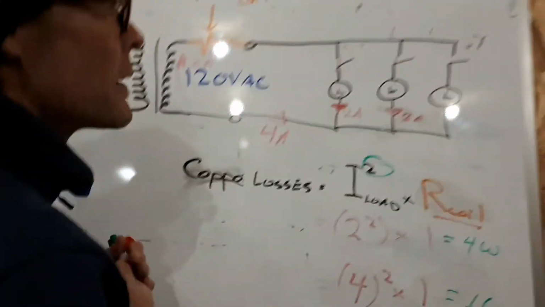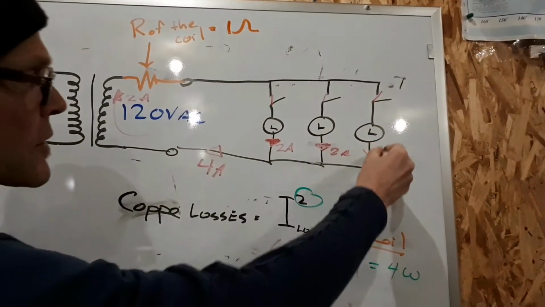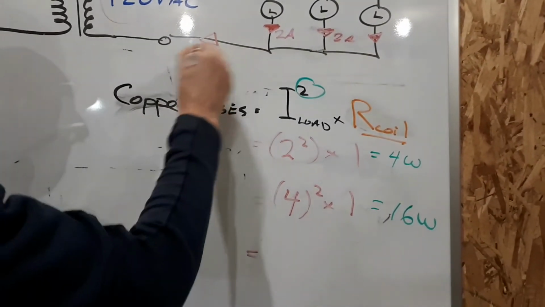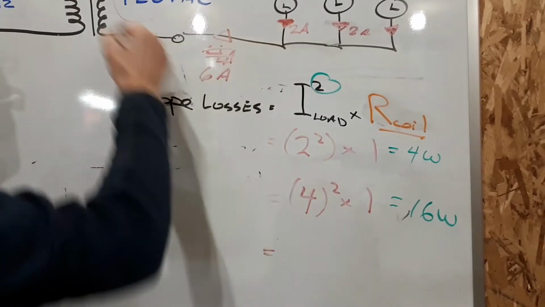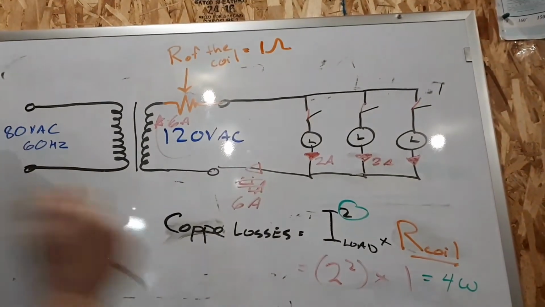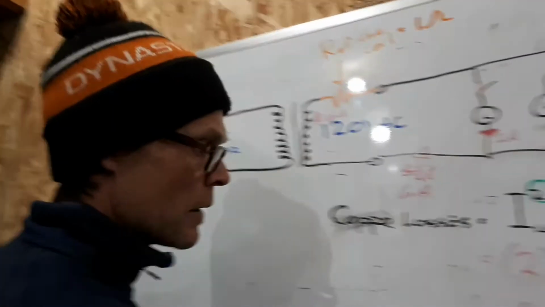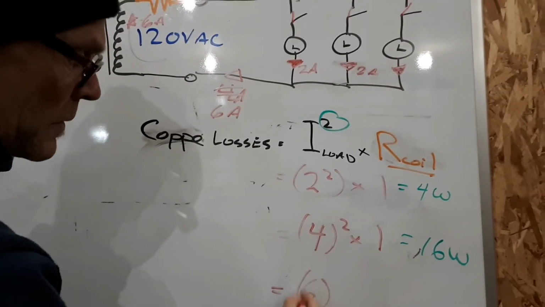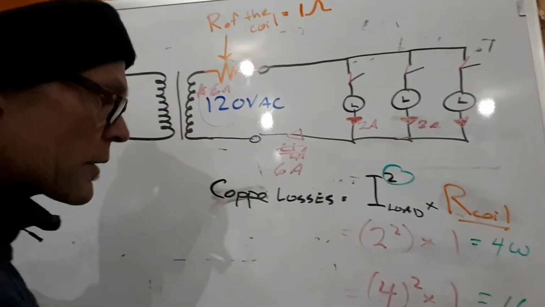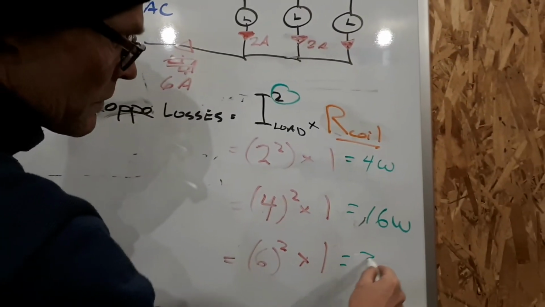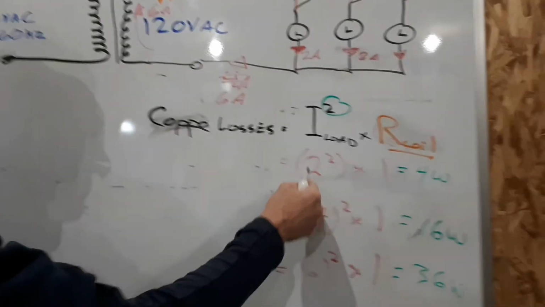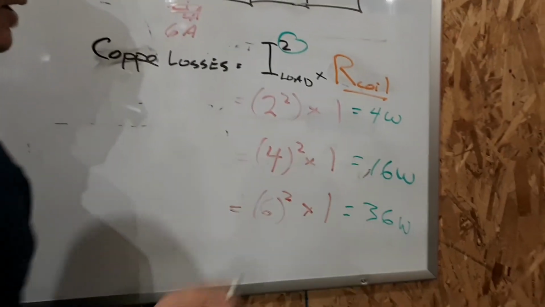If we close that, another 2 amps flows. This time, our total current now increases to 6 amps through there, through the coil. If we just assume the resistance of the coil is going to stay the same, which we are for our level right now, that goes to 6 squared times 1. Current's gone up again, and look at this. This goes to 36 watts. So things are changing by the square. 2, 4, 6. But look how that has gone up by the square.